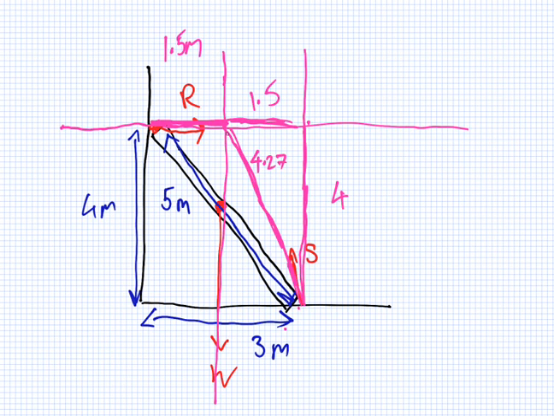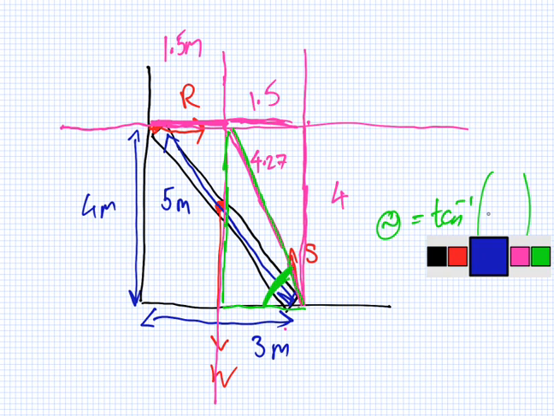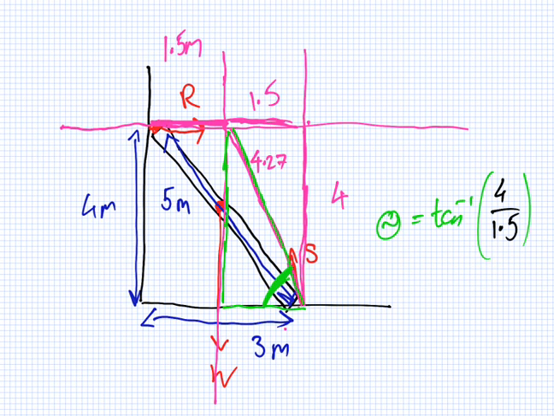Now please look at this triangle I'm going to do in green. This is 4.27. How big is this side? 4. And how big is this side? 1.5. So if I want this angle here, I can say theta equals tan inverse what two numbers? 4 over 1.5.